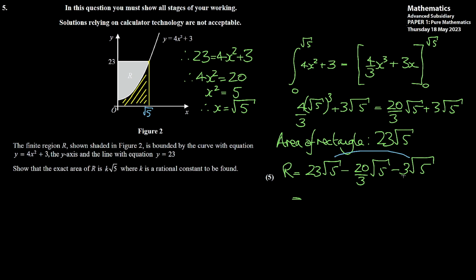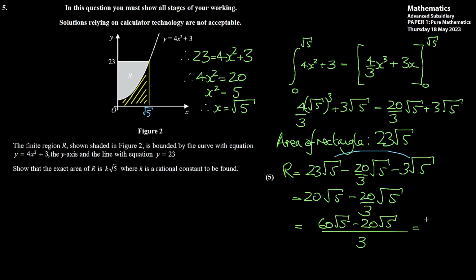Those two will make 20 root 5 minus 20 over 3 root 5. So putting this on a common denominator of 3, I get 60 root 5 minus 20 root 5, and this is equal to 40 over 3 root 5. Therefore, I can say that k is equal to 40 over 3. And those are your two answers.